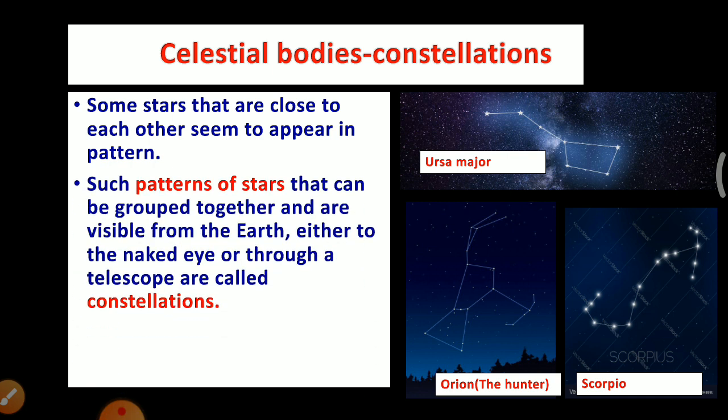They look like something and make a pattern. Such patterns of stars that are grouped together and are visible from Earth, either to the naked eye or through a telescope, are called constellations. If you look at the sky, sometimes three stars are grouped together, and we can see these groups of stars with our naked eyes. So these groups of stars are called constellations, and they make patterns.